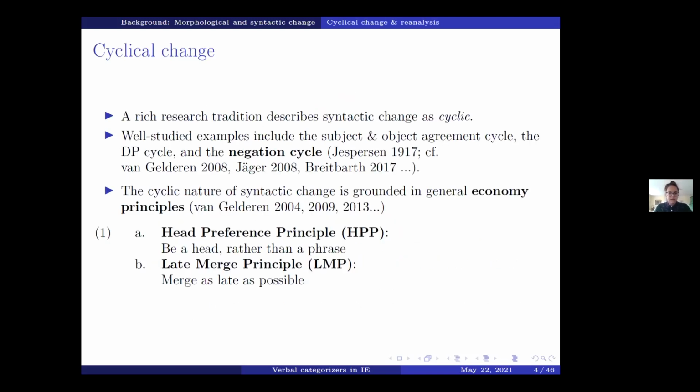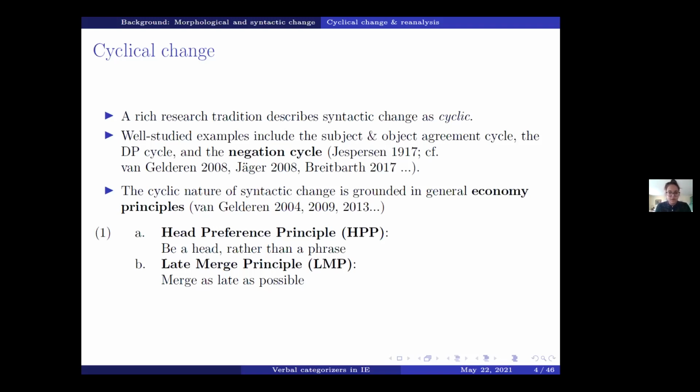So in syntax, there's of course a very rich research tradition that talks about syntactic change as cyclic change in generative diachronic syntax, but also in other approaches. And there are some very well-known and well-studied examples that include the subject and object agreement cycle, the negation cycle, and so on. And in these approaches, the cyclic nature of syntactic change is thought to be due to general economy principles.